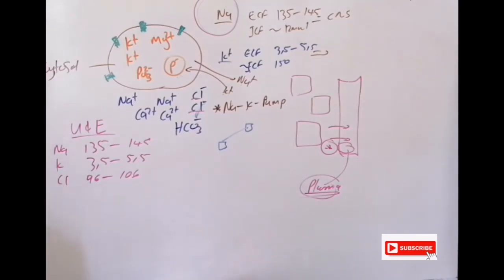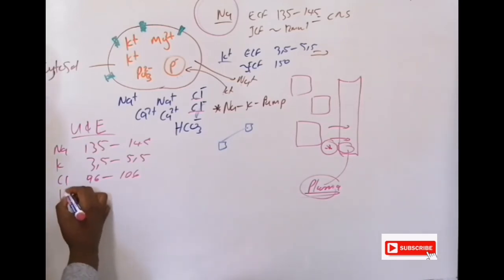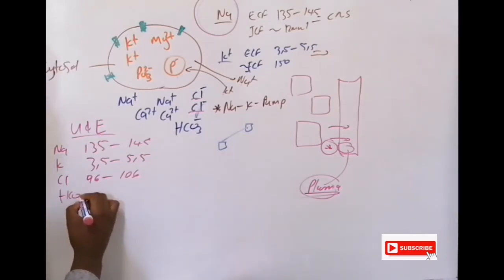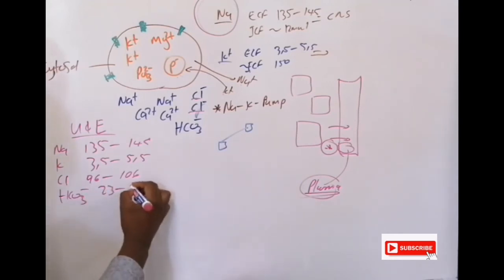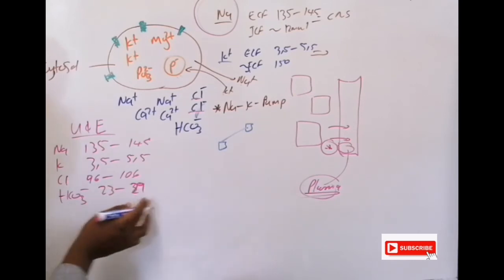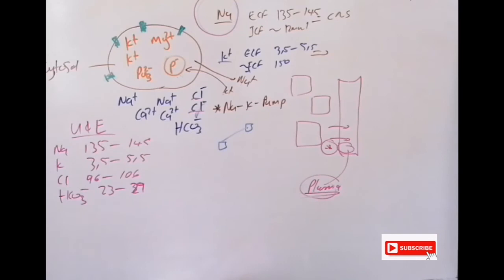Another thing that the UNE is going to tell me is the bicarb. A normal bicarb is about 23 to about 29 millimoles. So these are my UNEs. I'm not going to talk about the urea and the creatinine in this video because that's not what we are discussing. We are going to talk about that when we talk about glomerular filtration, renal failure, that kind of thing. But for now, let's keep it here. So these are the things that I'll get from my UNE.